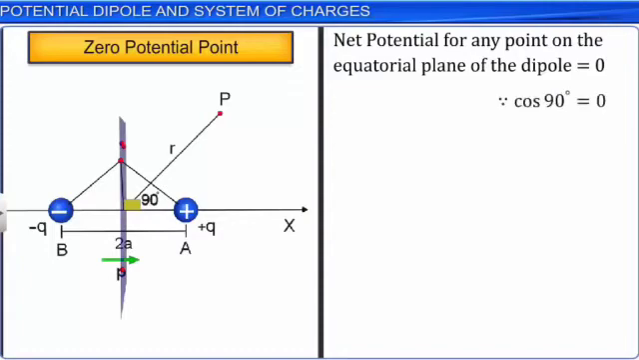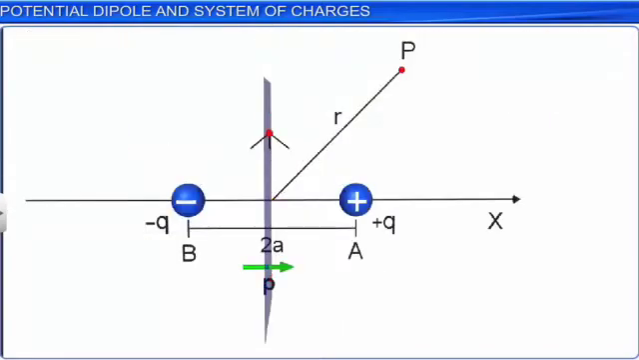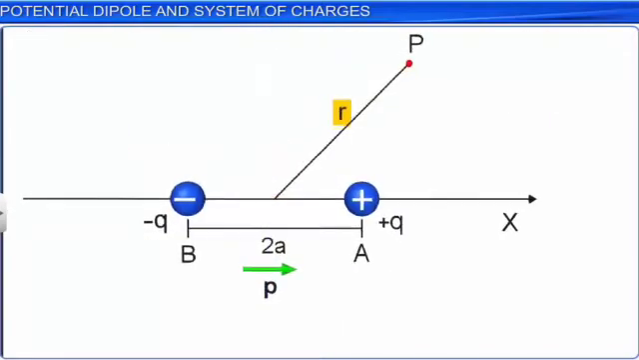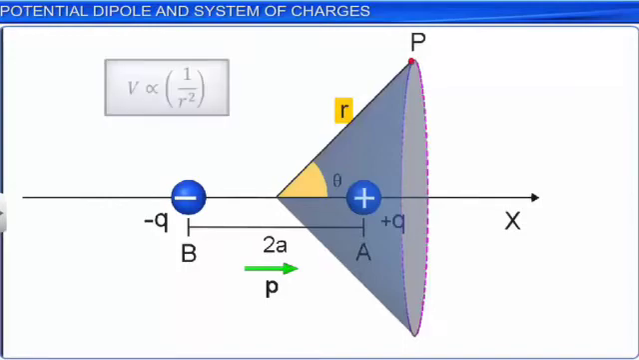When the position vector r is rotated about the dipole moment vector P, keeping the angle theta fixed, then the points corresponding to P on the cone generated will have the same electric potential. We also observe that the electric potential V due to the dipole is inversely proportional to the square of the distance of the point of observation in the electric field of the dipole.